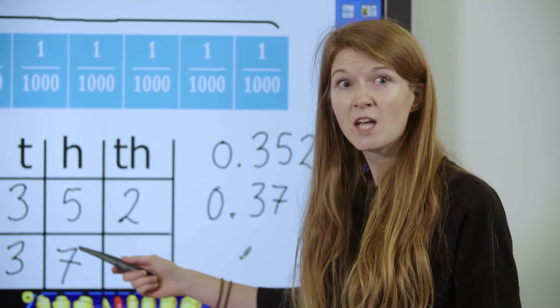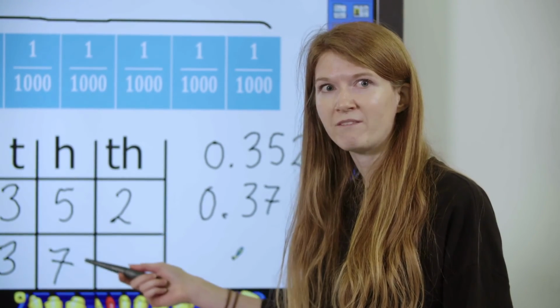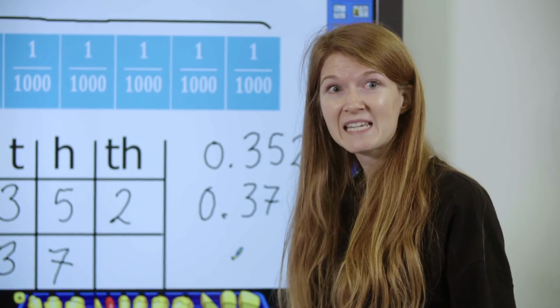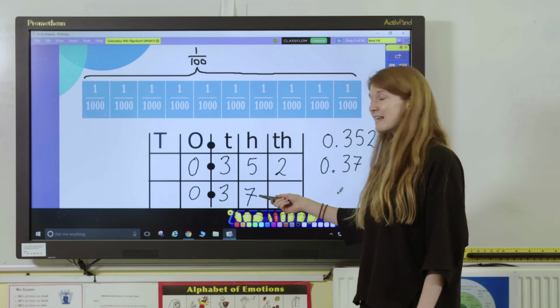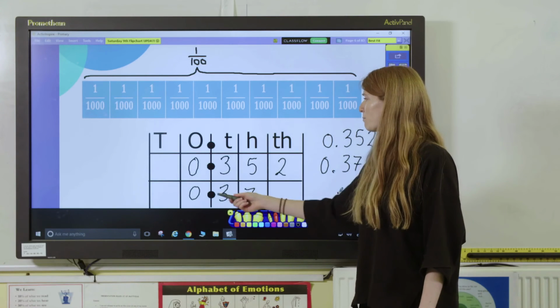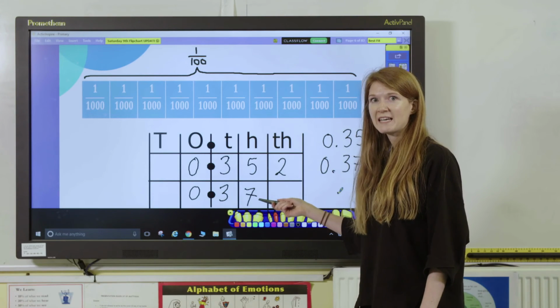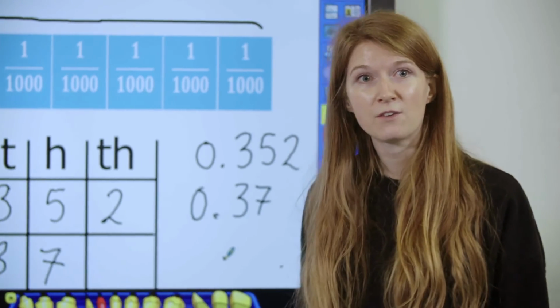We can see here that this decimal has 5 hundredths, whereas this one has 7 hundredths. So ask pupils, which is bigger, 5 hundredths or 7 hundredths? And they can even use base 10 perhaps to show you that 7 hundredths is bigger, so 0.37 is the larger decimal. So there you go. Hopefully that gives you an idea of how you can help address some misconceptions and support pupils when comparing decimals with up to 3 decimal places.